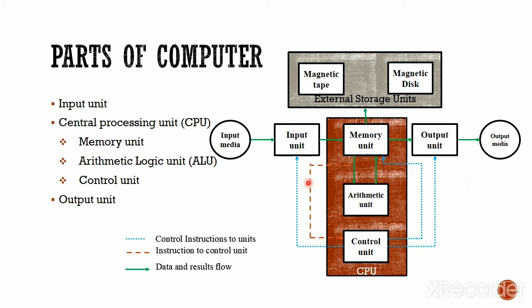They are input media, that is the place where you connect all the input devices, which goes into the computer to the input unit directly. Once the data is entered into the input unit, it moves to the memory unit that is located in the CPU. The CPU has three things: memory unit, arithmetic unit, and control unit. We'll explain all the other things in the CPU in the upcoming videos.